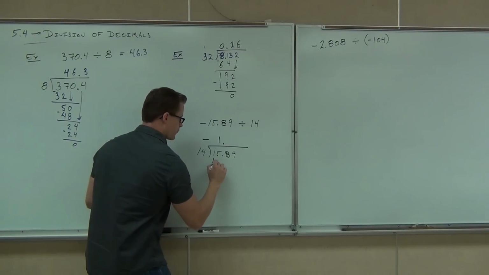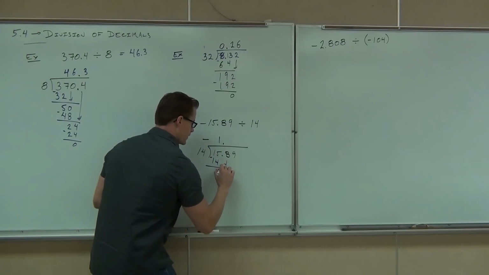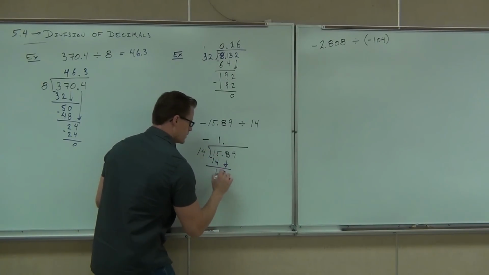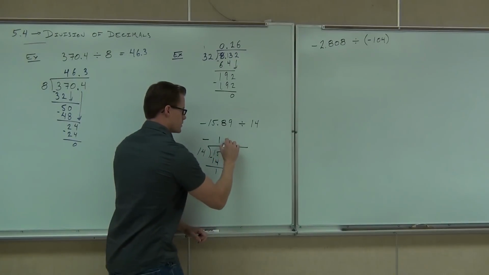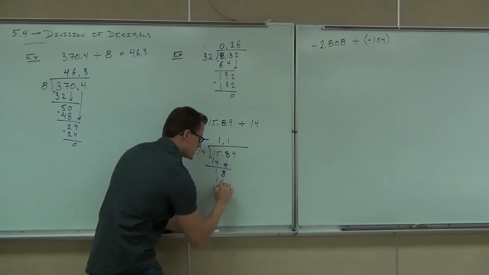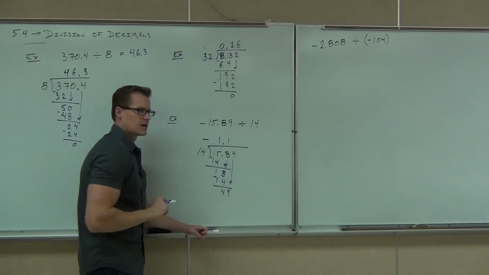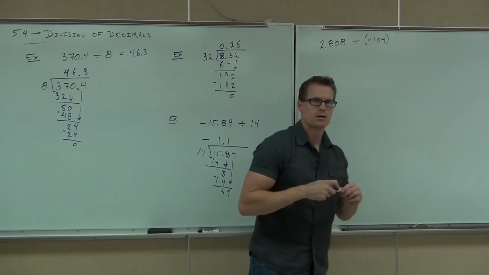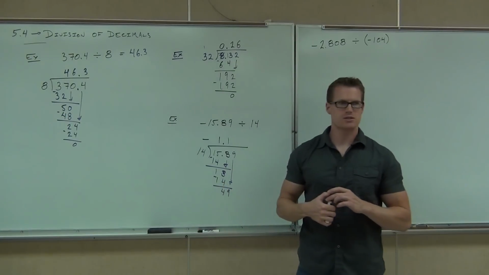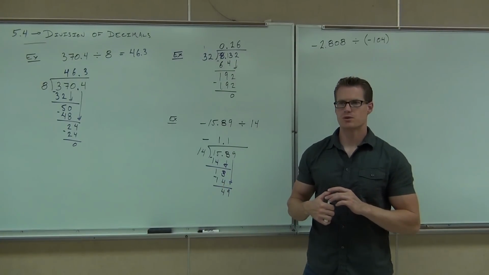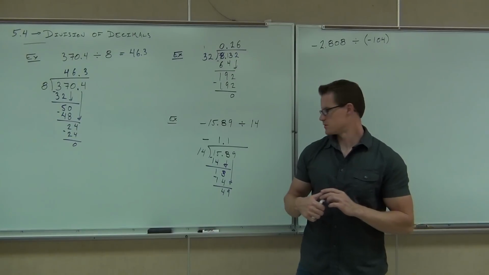We'll multiply, we'll get 14, we'll subtract, we'll bring down the 8. One time. We multiply, we get 14, we subtract, we get 4, we bring down the 9. Are you still okay so far? Yes. How many times does 14 go into 49? 3 times.